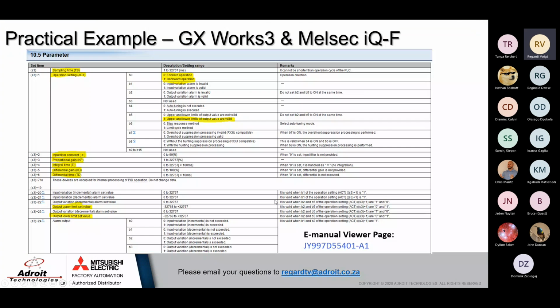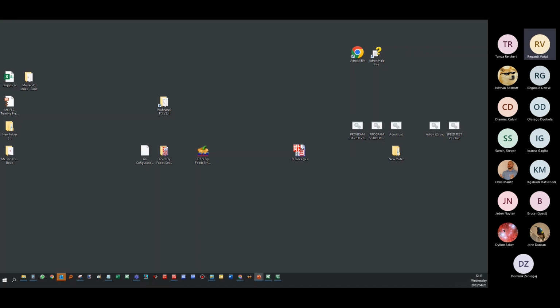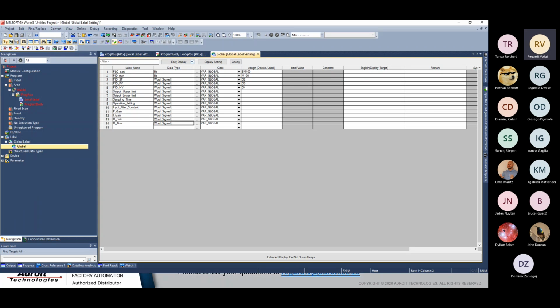So this order here. Your first word will be operation setting. Second word will be your input filter constant. Third word will be your proportion gain. So if this is D100, for instance, this would be D101, 102, 106, 124. So it will be consecutive addresses that need to be used in that order.